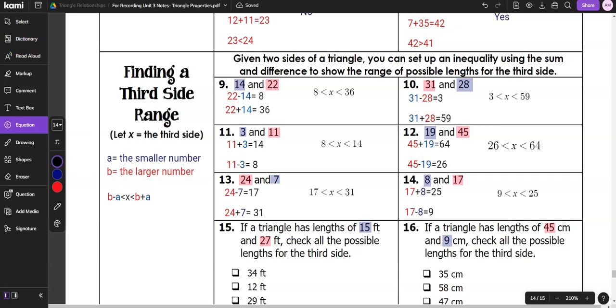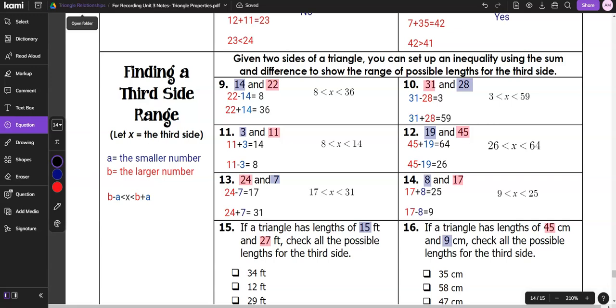Number 12, 45 plus 19 is 64. 45 minus 19 is 26. 26 is less than X less than 64. So our range is anything greater than 26 and less than 64. Number 13, 24 minus 7 is 17. 24 plus 7 is 31. So our range is 17 to 31.